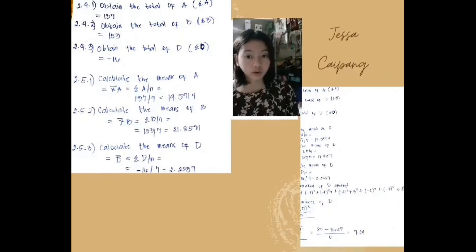So, the answer of 80 minus 36.57 divided by 6 is equal to 7.24. So, what is the variance of D now? It is 7.24.